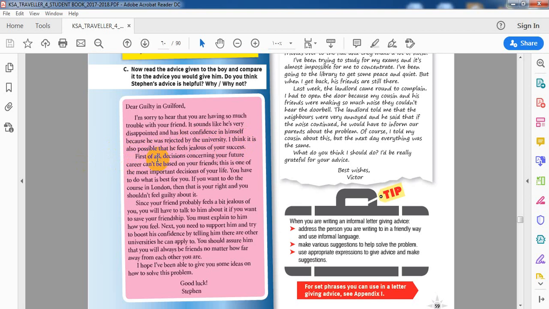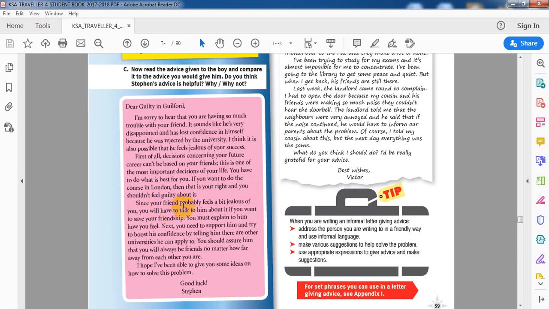First of all, decisions concerning your future career cannot be based on your friend. This is one of the most important decisions of your life. You have to do what is best for you. If you want to do the course in London, then that is your right and you shouldn't feel guilty about it.